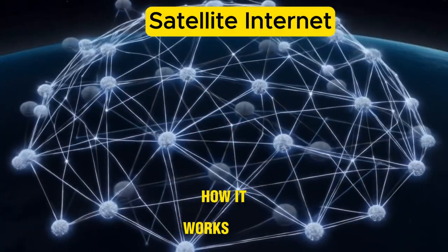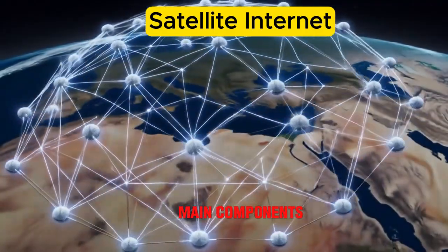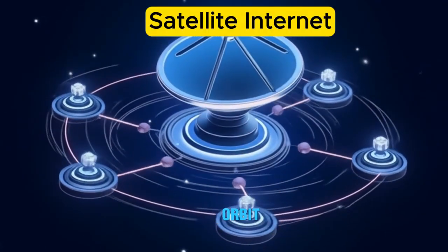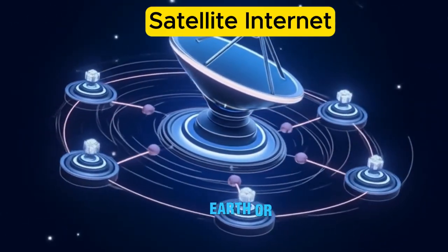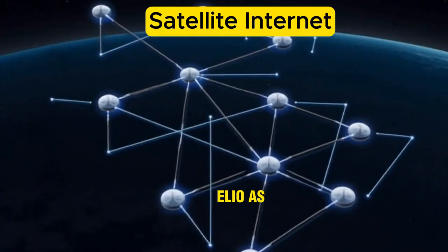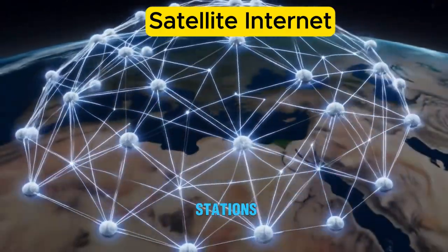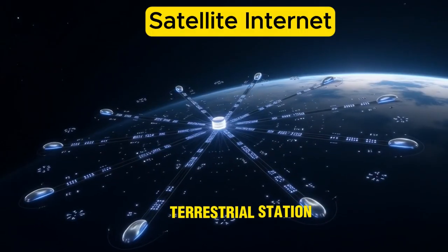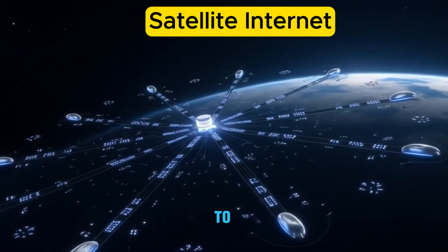How it works. Satellite internet operates through a network of three main components. Satellite in space: typically placed in geostationary orbit, about 35,786 kilometers above Earth, or low Earth orbit (LEO), as low as 550 kilometers, satellites act as relay stations for internet signals. Ground station, or gateway: a terrestrial station transmits internet data to the satellite, which then relays it to the user.